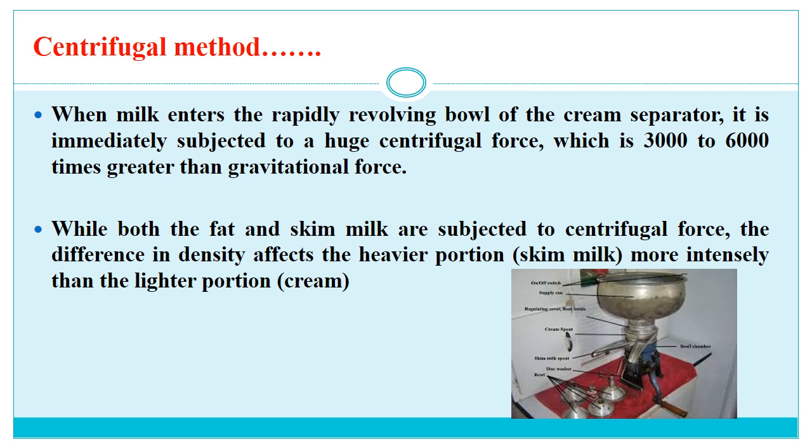So when the milk is entering the bowl of a cream separator, it is subjected to heavy centrifugal force. Now the skim milk part, having higher specific gravity, gets more centrifugal force and gets separated towards the periphery, whereas the cream part, having lower specific gravity, has less impact of centrifugal force and gets separated, coming towards the center of the bowl.